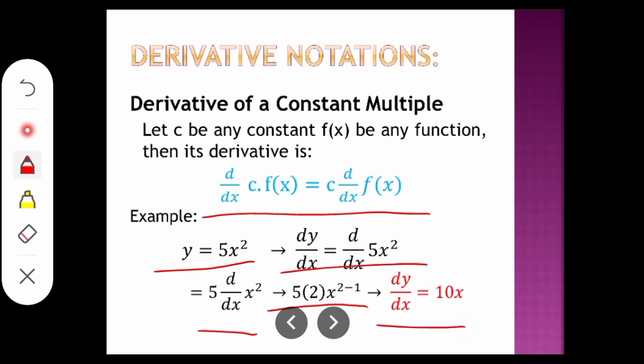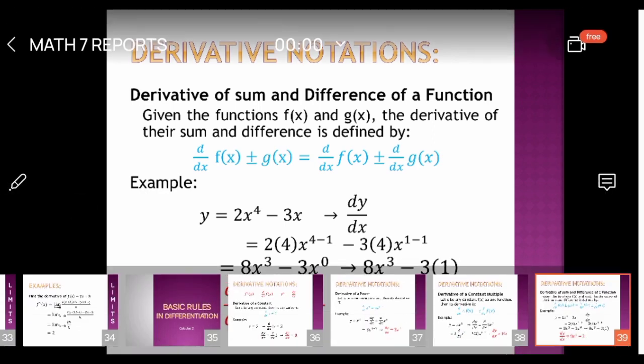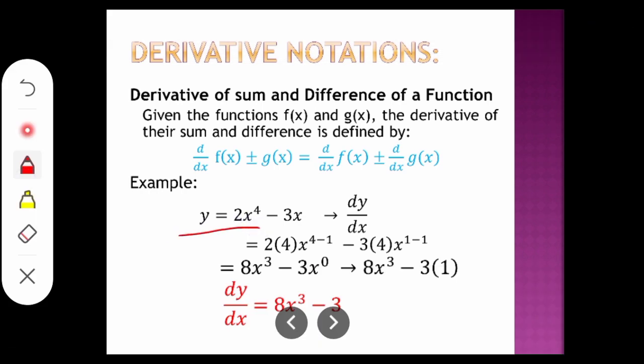So the answer is dy over dx equals 10x. The next one is the derivative of the sum and difference of functions. Given the functions f of x and g of x, the derivative of their sum and difference is defined by d with respect to x of f of x plus or minus g of x, which equals d over dx of f of x plus or minus d over dx of g of x. For example, let's have y equals 2x to the fourth minus 3x.